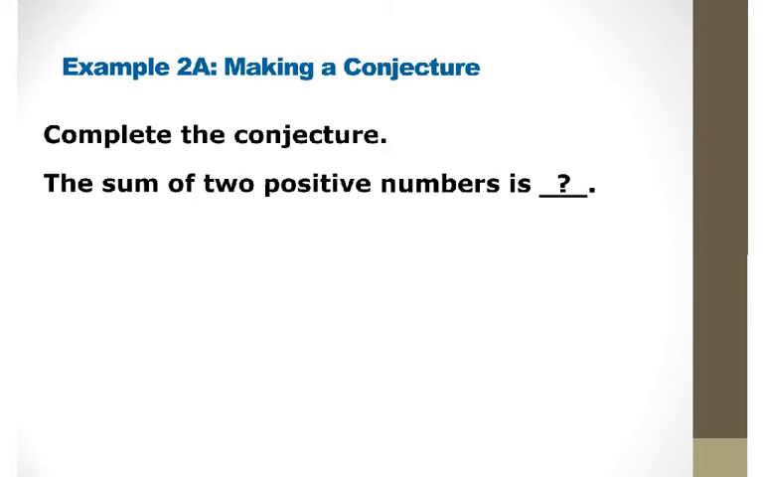All right, so making a conjecture says complete this conjecture. The sum of two positive numbers is, if you guessed positive, you are correct. So that's just making a conjecture right there, saying that the sum of two positive numbers is positive. That is a conjecture statement. So the next thing would be to prove that this statement is true. If you want to see a proof on this, I will gladly show you that in class.